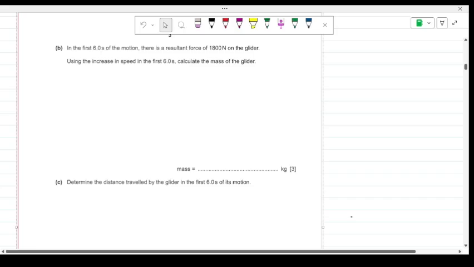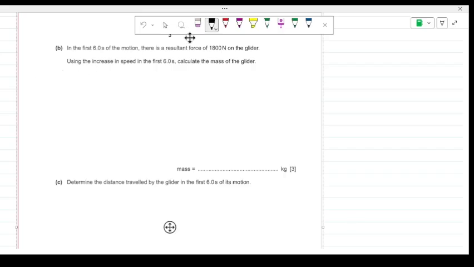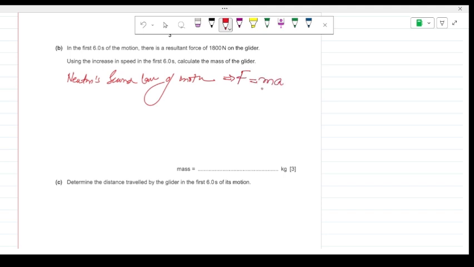In the first 6 seconds of the motion, there is a resultant force of 1800 Newton on the glider. Using the increase in speed in the first 6 seconds, calculate the mass of the glider. You can calculate the mass with the help of Newton's second law of motion, which states that force is equal to mass into acceleration. You can calculate the mass of the glider by dividing force by acceleration. Force is 1800 divided by acceleration, which is 3.7. When you divide these two, you get the answer of 492 kilogram.